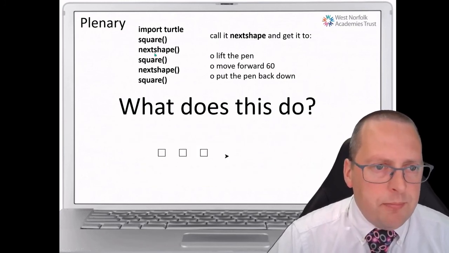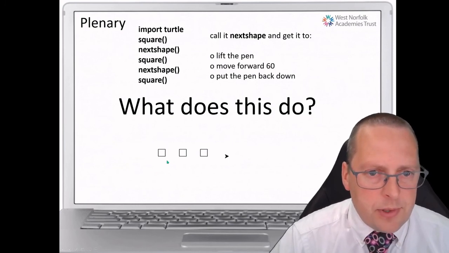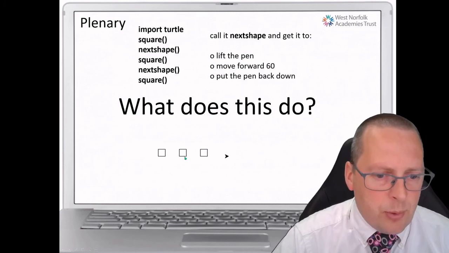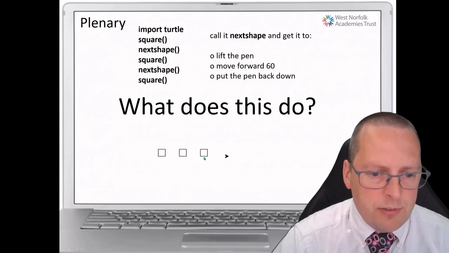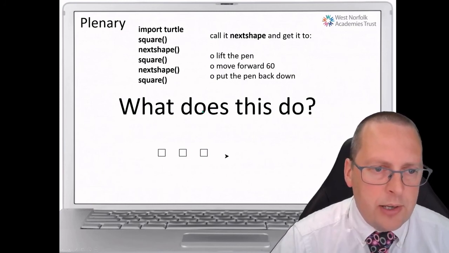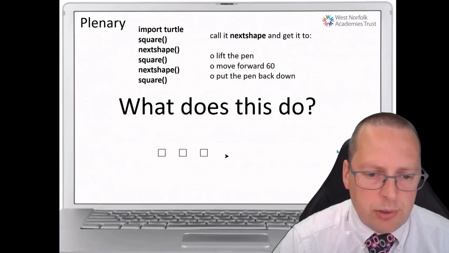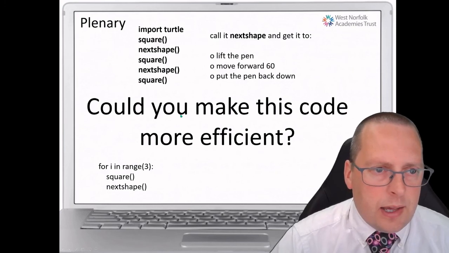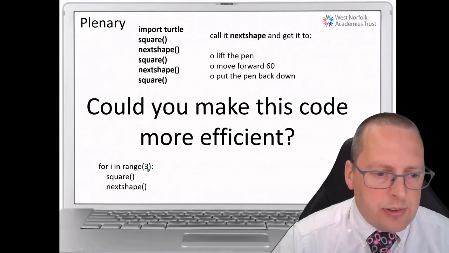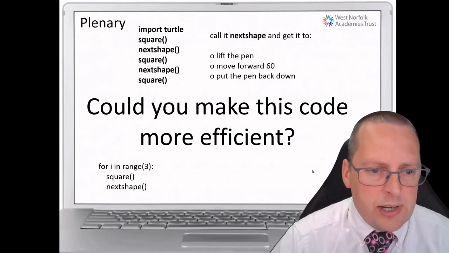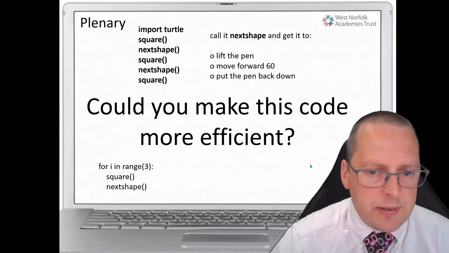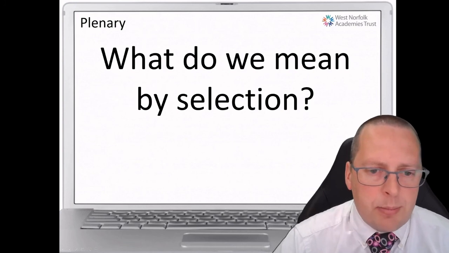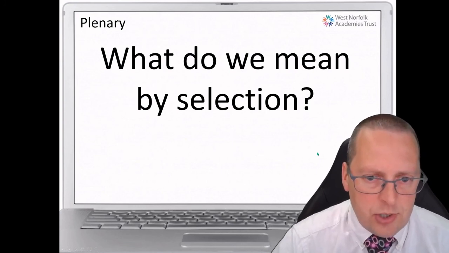This is what it's doing. It's drawing a square. The next shape is lifting the pen, moving forward 60 and then drawing a square again. Picking the pen up, moving it 60 and then drawing the square again. Hopefully you realise that that was what it was doing. And then you can do something very similar for for i in range 3. Can you make this code more efficient? There's a challenge. And then you need to answer in your ePortfolio, what do we mean by selection?